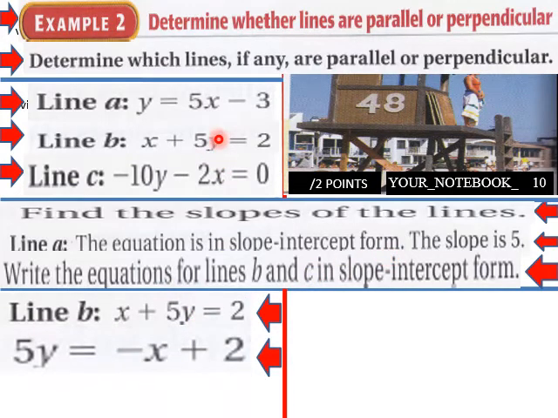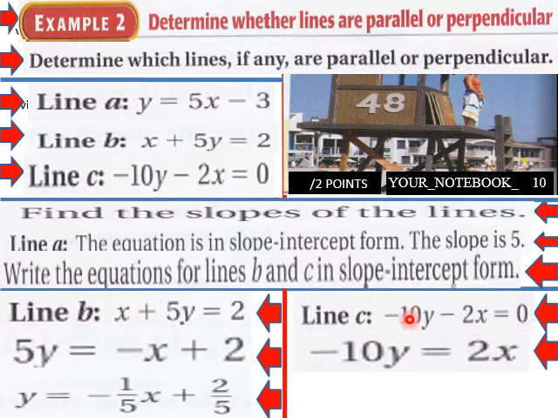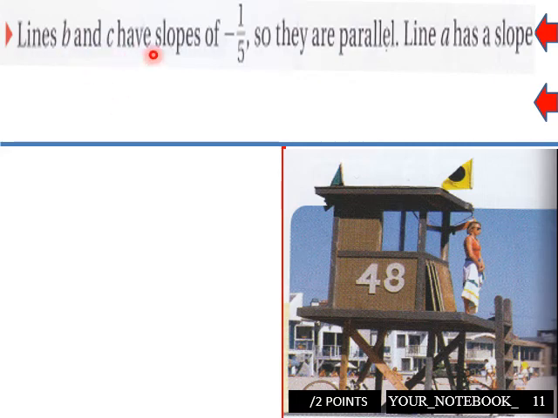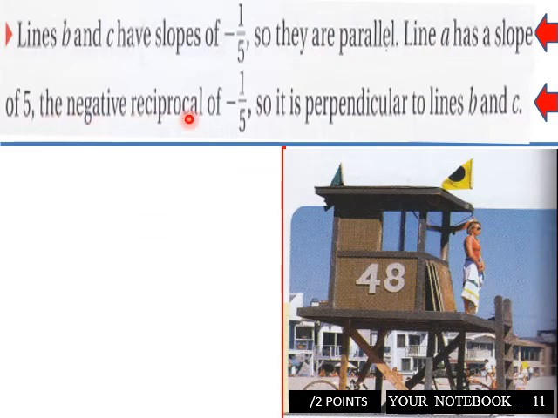Here's line B, x plus 5y equals 2. We put it in 5y equals negative x plus 2, and then y equals negative 1/5 x plus 2/5, slope-intercept form. Then line C, negative 2y minus 2x, and we move this over here. Then we factor out a negative 10 from each side, and we get y equals negative 1/5 x. So how are those lines related? Lines B and C have a slope of negative 1/5, so they are parallel. Line A has a slope of 5, the negative reciprocal of negative 1/5, so it is perpendicular to lines B and C.